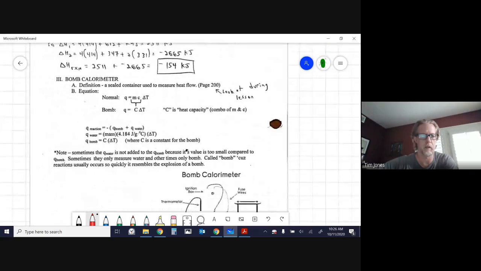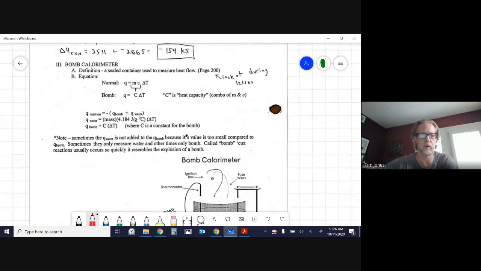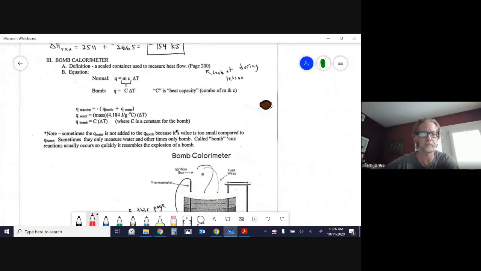All right, last thing here is something called a bomb calorimeter. And of course, when people see bomb, they think that it's going to explode, and that's not the case. Bomb basically means to do something quickly. So if you think about an actual explosive, it blows things up because it reacts very quickly.